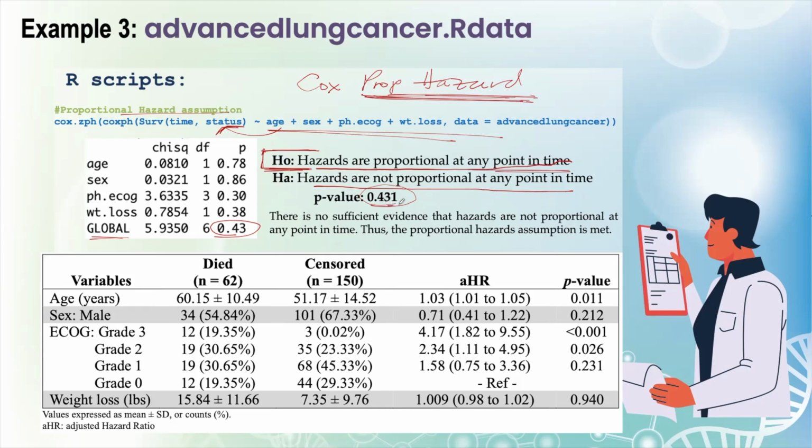And lastly, why was this 431 while this is 43? I just computed the p-value using this chi-square test statistic. So we may generate this using 1 minus pchisq, then 5.9350, comma, and then we have 6. So you will generate 0.431 instead of 0.43.